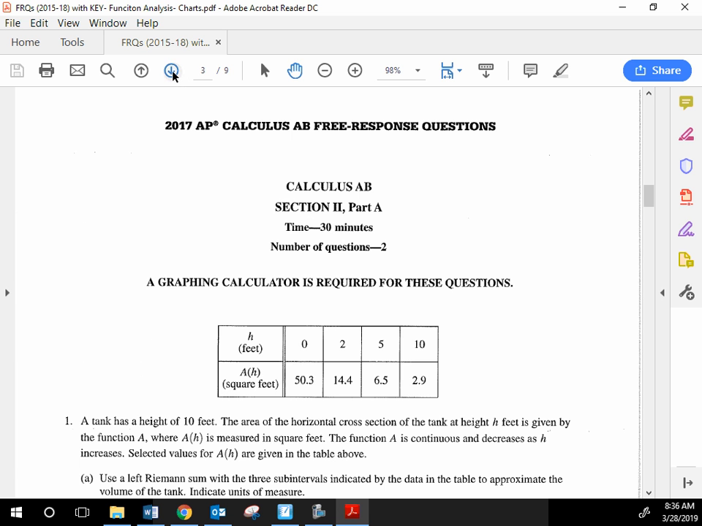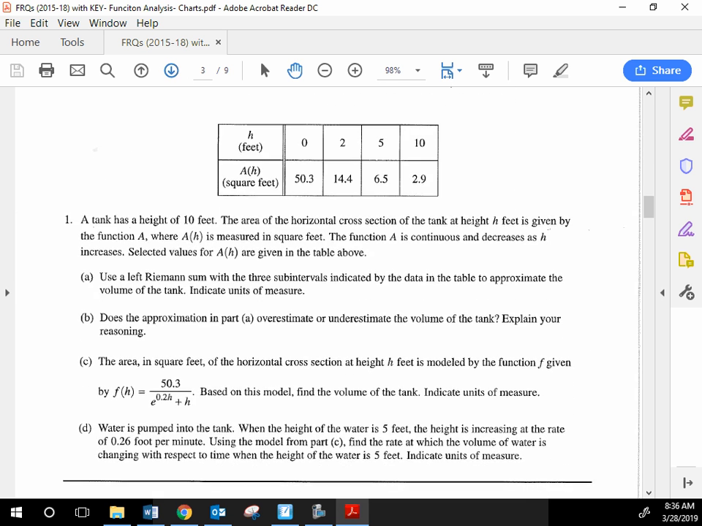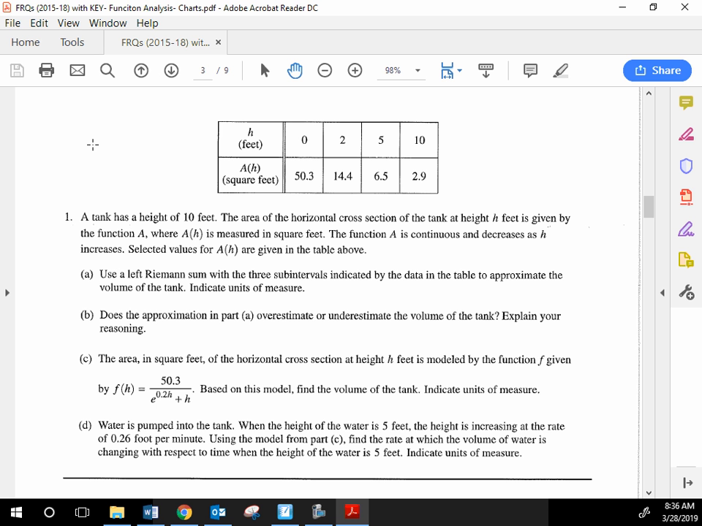Let's go take a look at 2017. So again, a chart, and this is the area of the horizontal cross-section at a given height of a tank. So again, we have a Riemann sum, and they ask us about overestimating or underestimating. And then part C, they give us a function to represent the area of our cross-section, and they ask us to find the volume.